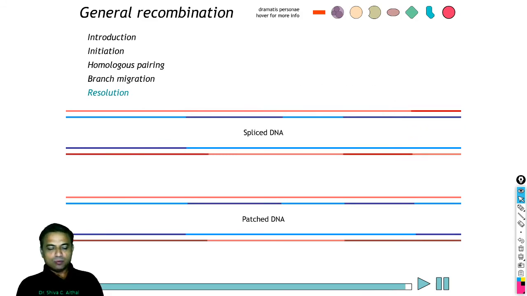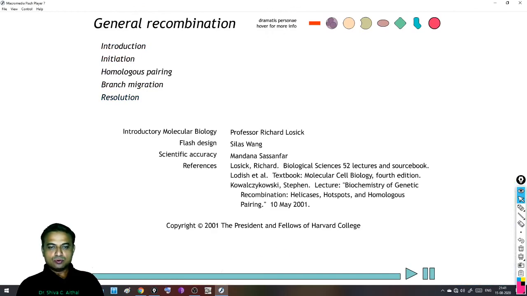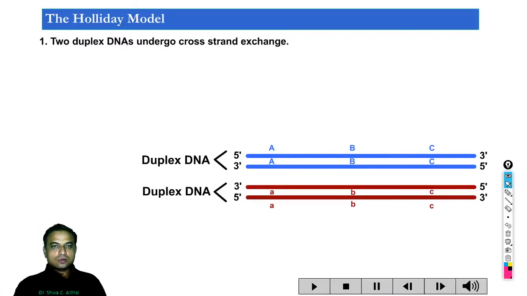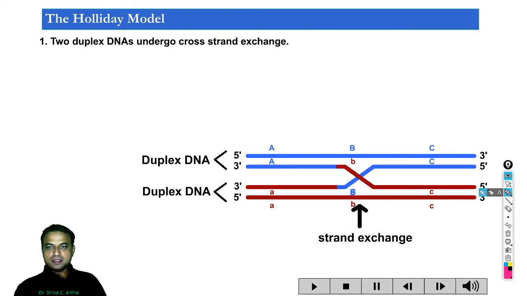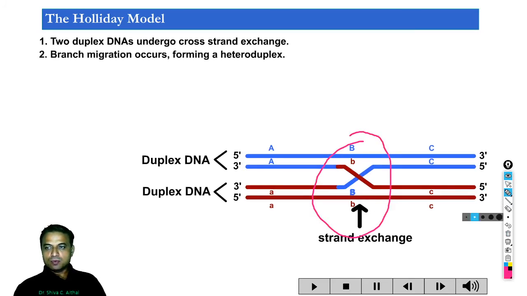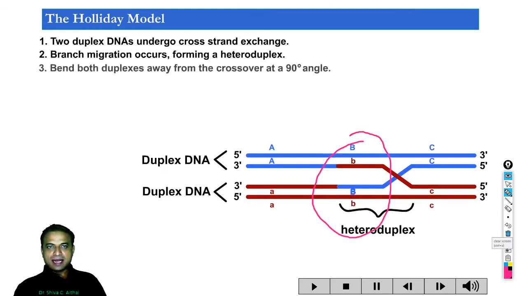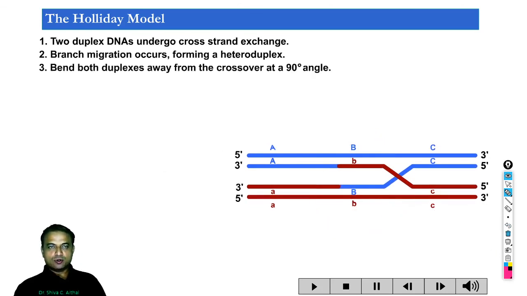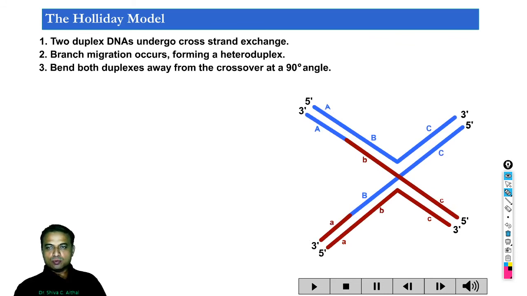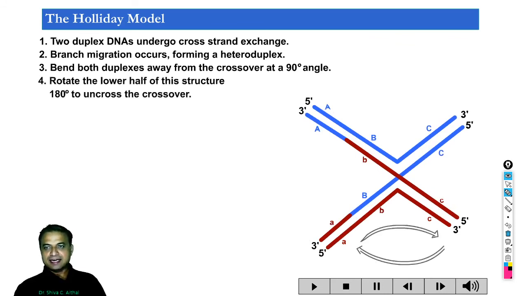DNA. But to be more specific, I will take you to another animation which will guide you in detail about how the Holliday junction model takes place. So come, let's see the Holliday model. As you can see here, two duplex DNA, this region, form a crossing over, and then they undergo a branch migration, forming a heteroduplex. Both heteroduplexes bend away from each other at a 90 degree angle.